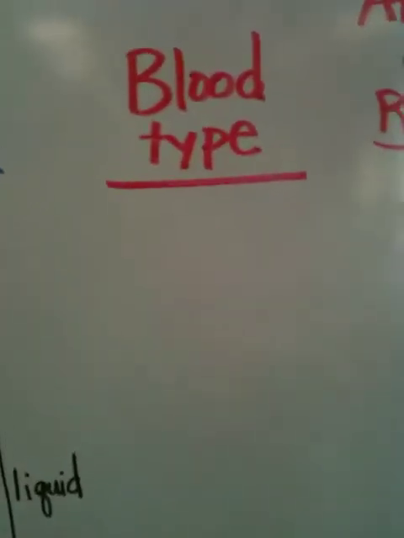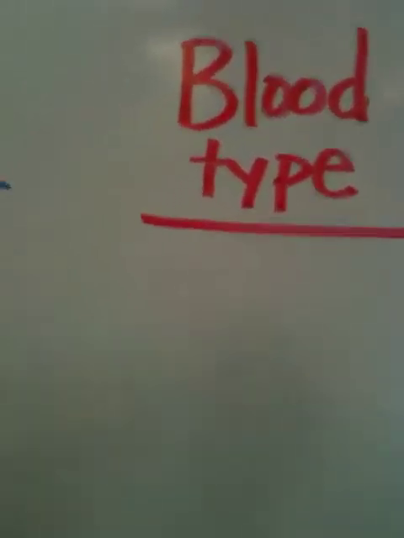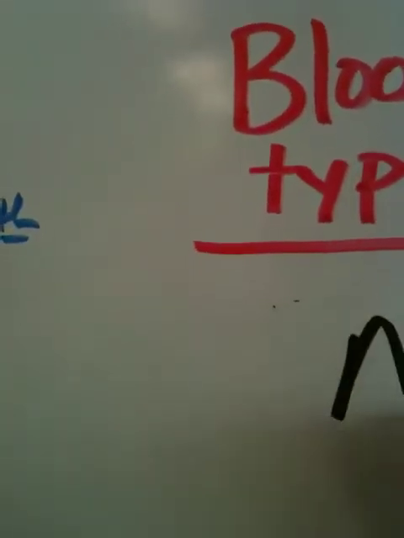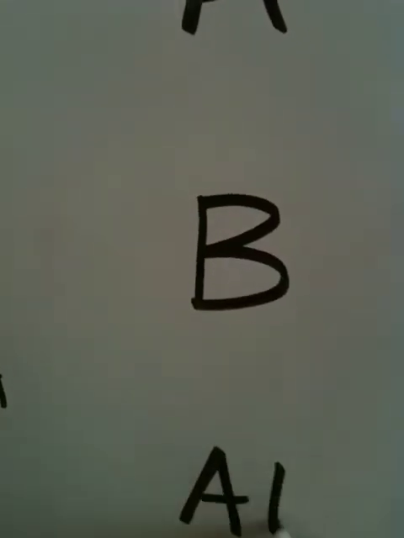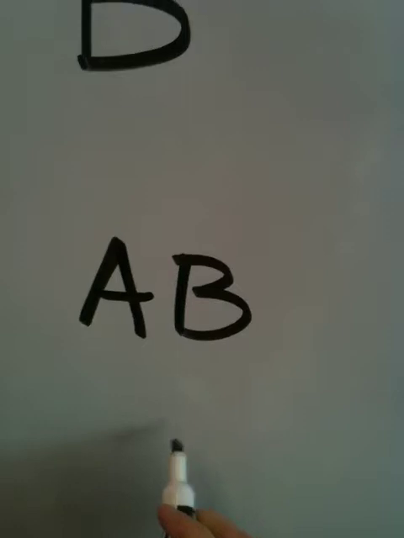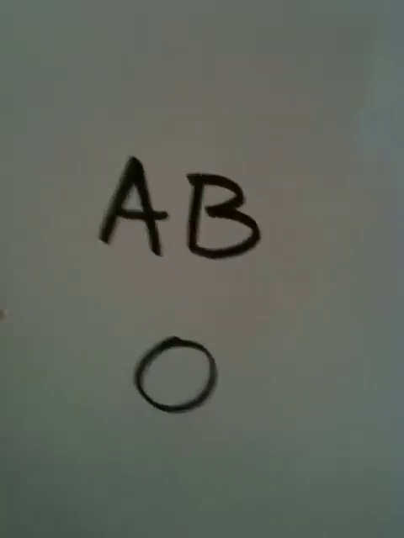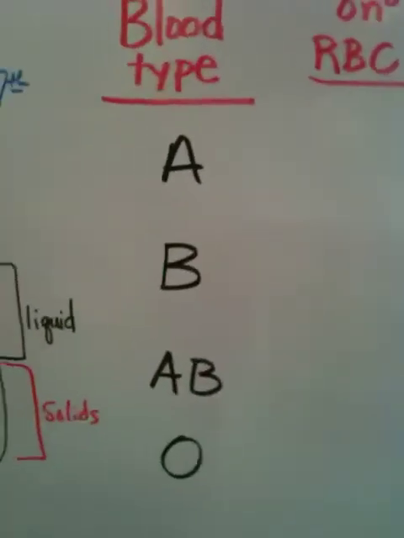Okay, so let's get started on our notes. We're going to do blood types first. Okay, there are 4 blood types. Okay, there's blood type A, there's blood type B, there's AB, and there's O. Okay? I'm filming and writing at the same time, so work with me here. Okay, so there's the blood types.